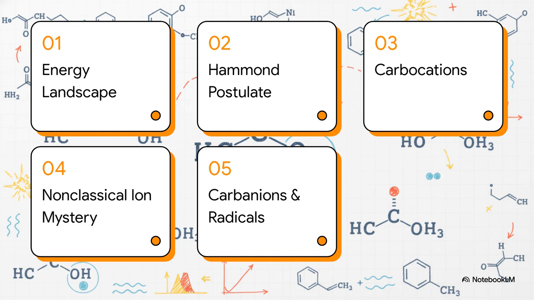So, here's our roadmap for today. First, we'll be mapping the energy landscape. Then, we're going to look at the Hammond postulate, dive into carbocations, unravel the non-classical ion mystery, and finally wrap things up with carbanions, radicals, and carbenes.